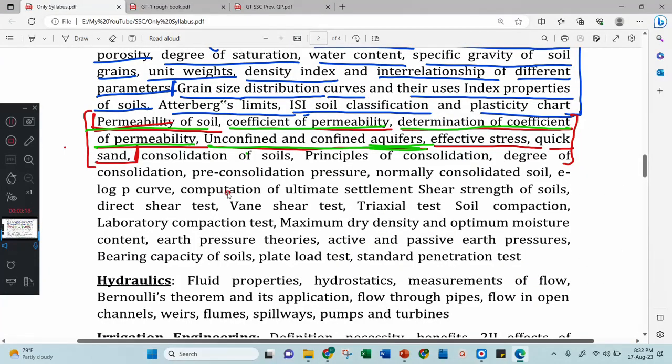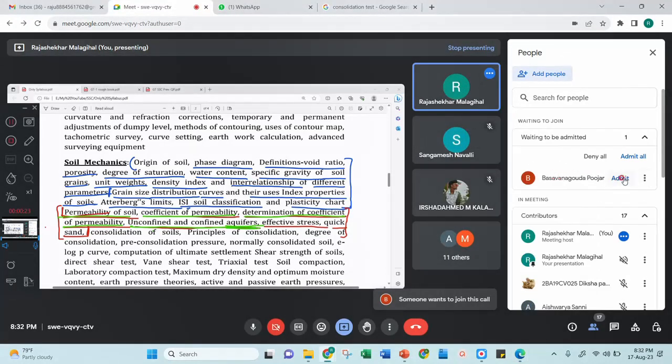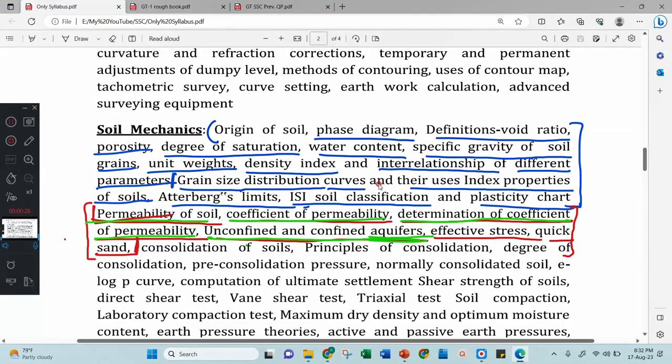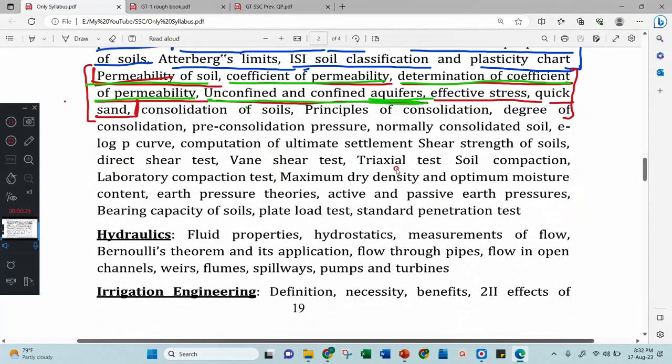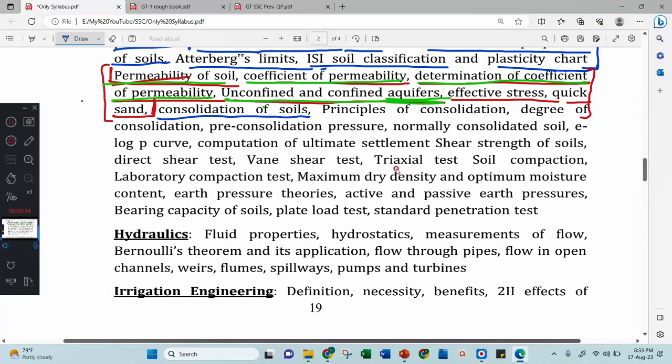Okay. In last class, we discussed soil mechanics. Today we are about to discuss consolidation of soils: principles of consolidation, degree of consolidation, pre-consolidation pressure, normally consolidated soils, e-log p curve, and computation of ultimate settlement. We'll be covering the blue underlined topics. Right?